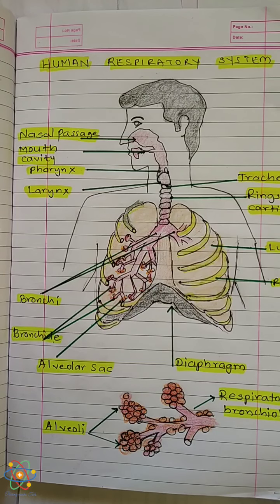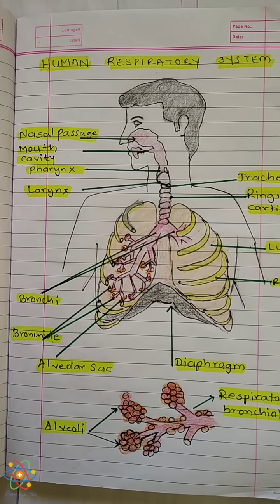Hello student, today we are going to study about the human respiratory system. It is important for a 4-mark question from your exam point of view. Before we start this question, let us have a look at the various organs present in the respiratory system.